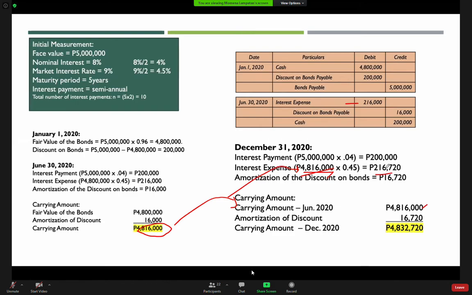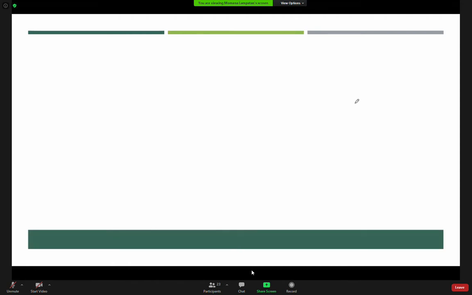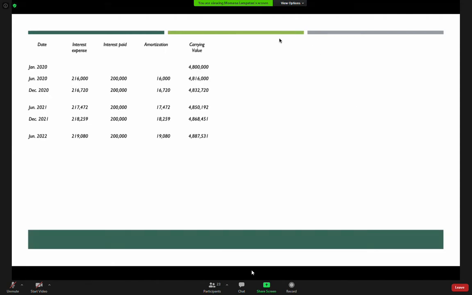Wala dito yung journal entry. This is not the entry. Entry to ng June 30. Okay, let's go to the next slide. Nandito yung amortization table and the other journal entries. So, this is the amortization table.